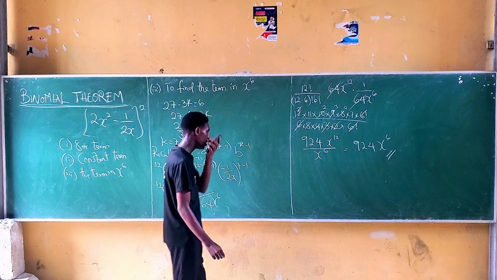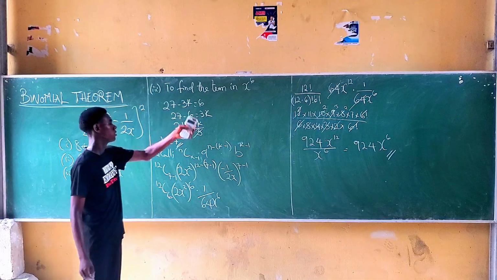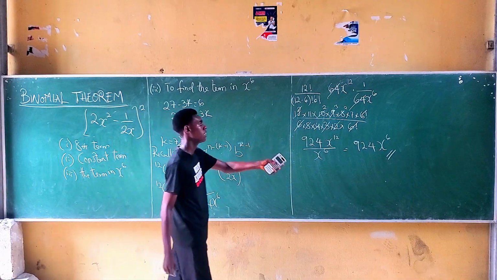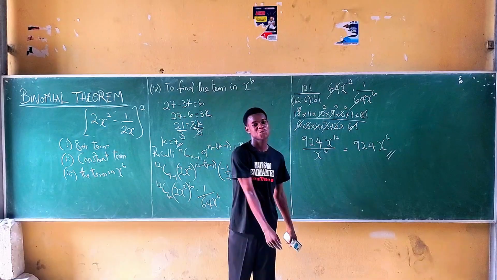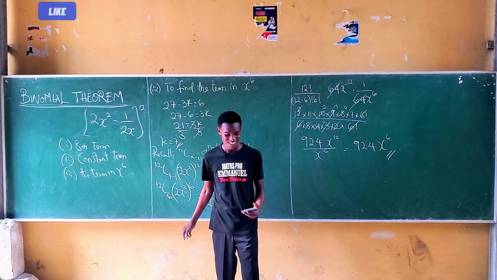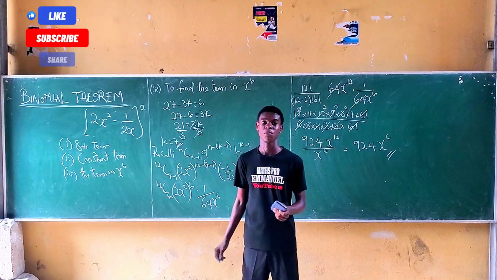So this is not the term. To find the term in x raised to the power of 6, the coefficient is now 924. So that becomes the final answer to the problem.